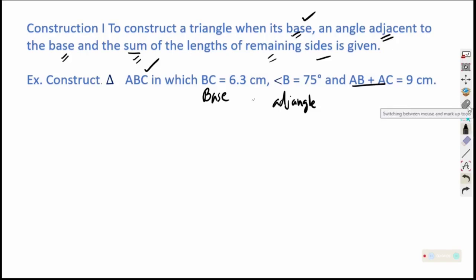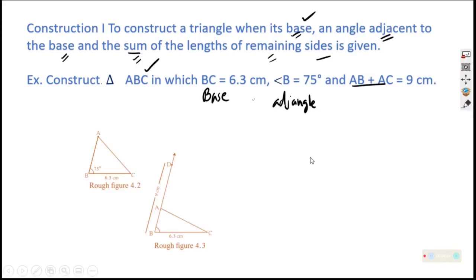So accordingly we have to make a rough diagram. A rough diagram is a must for every construction, so that we will get an idea about how it works. This is from your textbook, so I am just copying it. Here is a rough diagram of triangle ABC. Now the second part, angle 75 is marked and the base is 6.3 centimeters, that is also written. Now AB plus AC, वो दिखाने के लिए दूसरा रफ डायग्राम बनाया है. AB तो उधर है, BC इधर है, AB plus AC is equal to 9 centimeters. In that we can write the same.